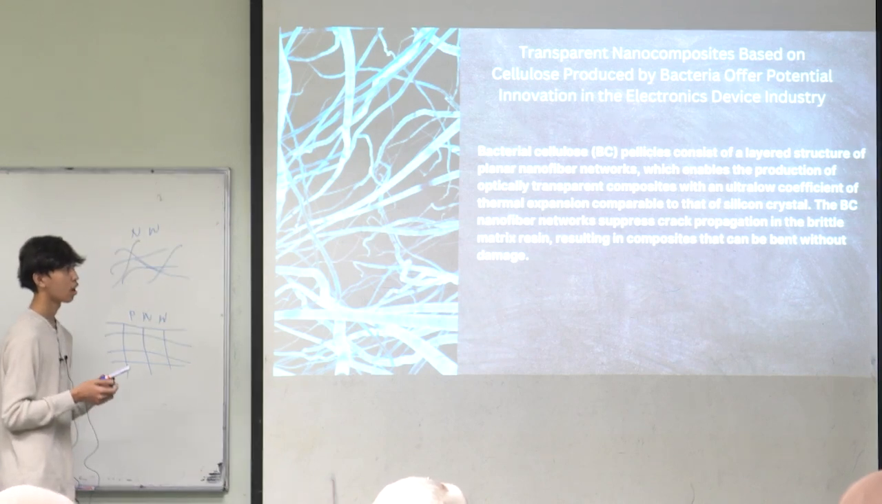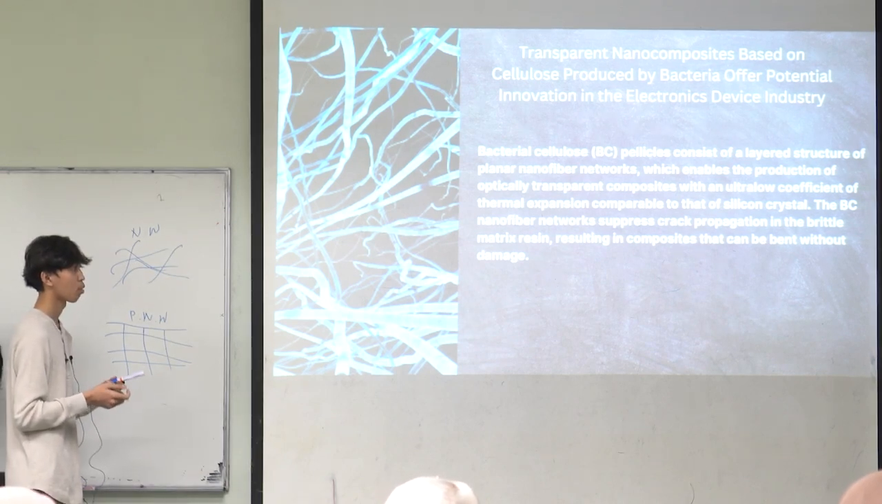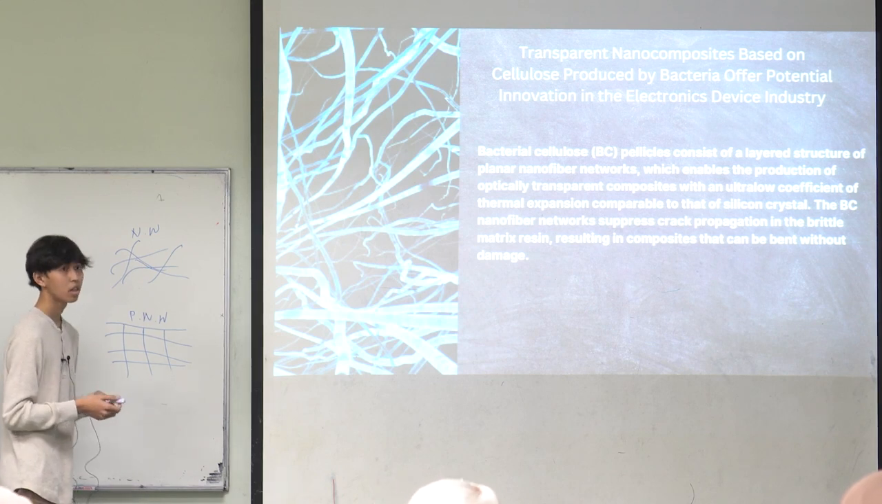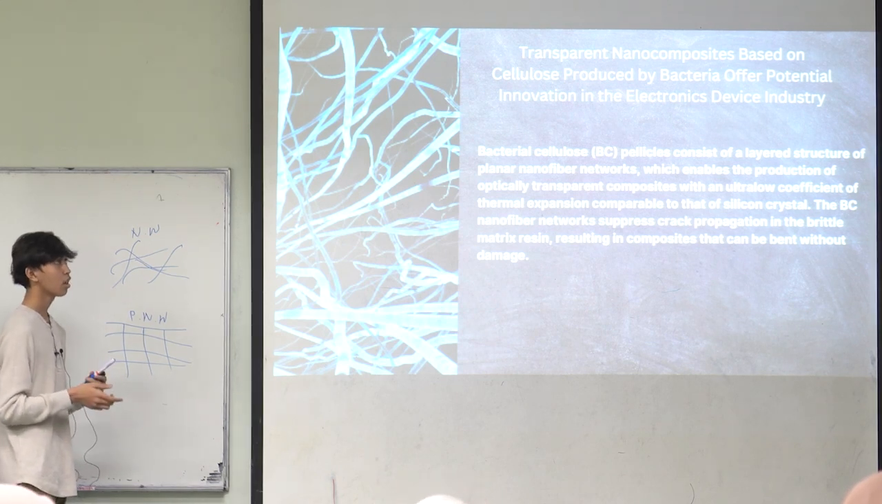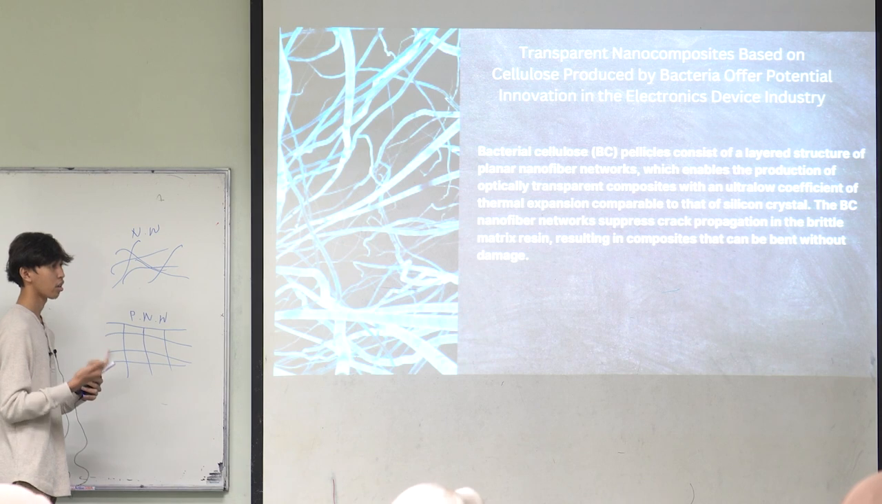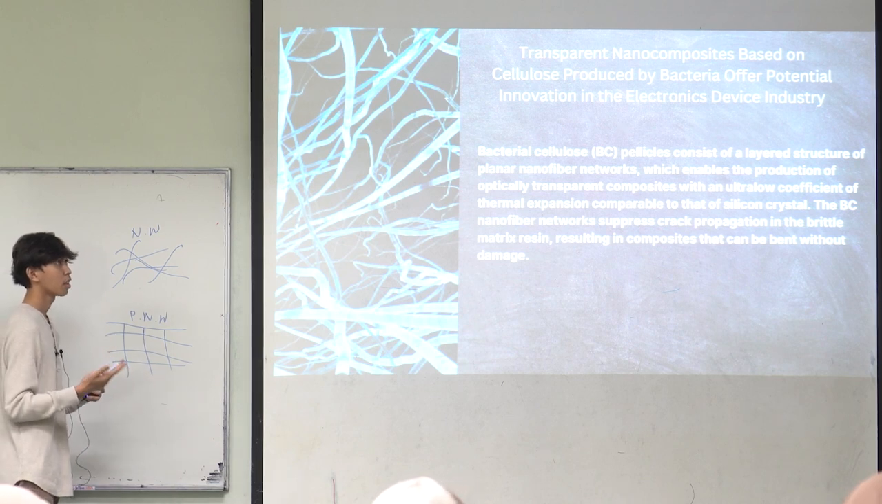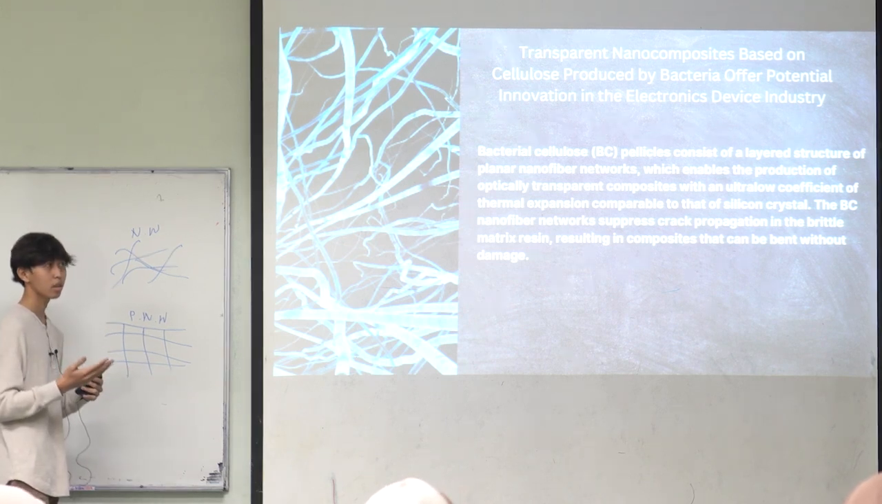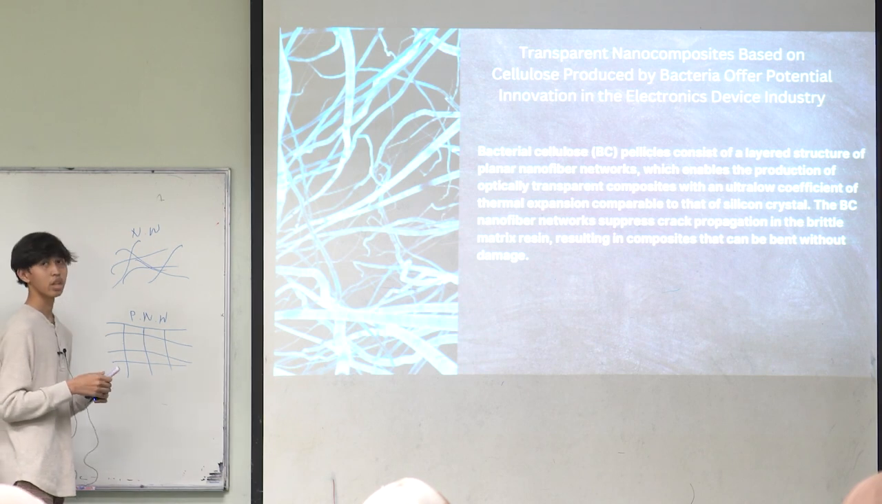So why can BC suppress crack propagation in the brittle matrix resin? This is because BC enhances toughness, the fiber matrix interface, and fiber pull out and debonding.